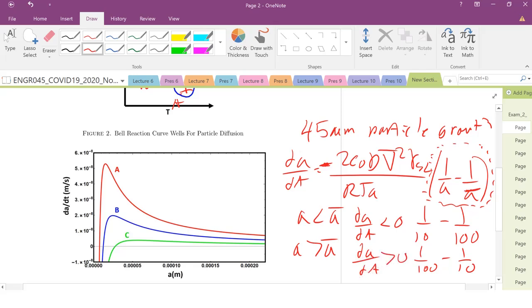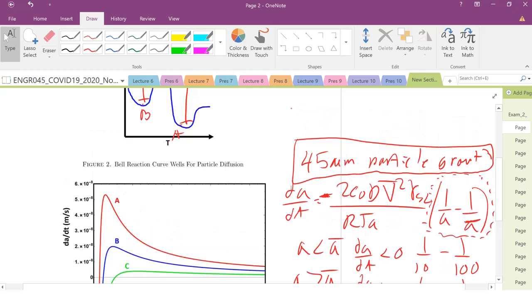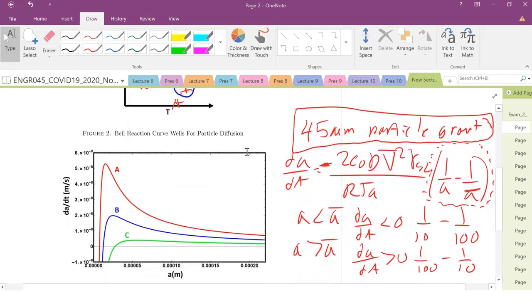Now we have to figure out, will a 45 micrometer particle grow in these three experiments, A, B, and C? So the first thing we have to do is figure out for A, B, and C, what is A bar? So how do we figure that out?